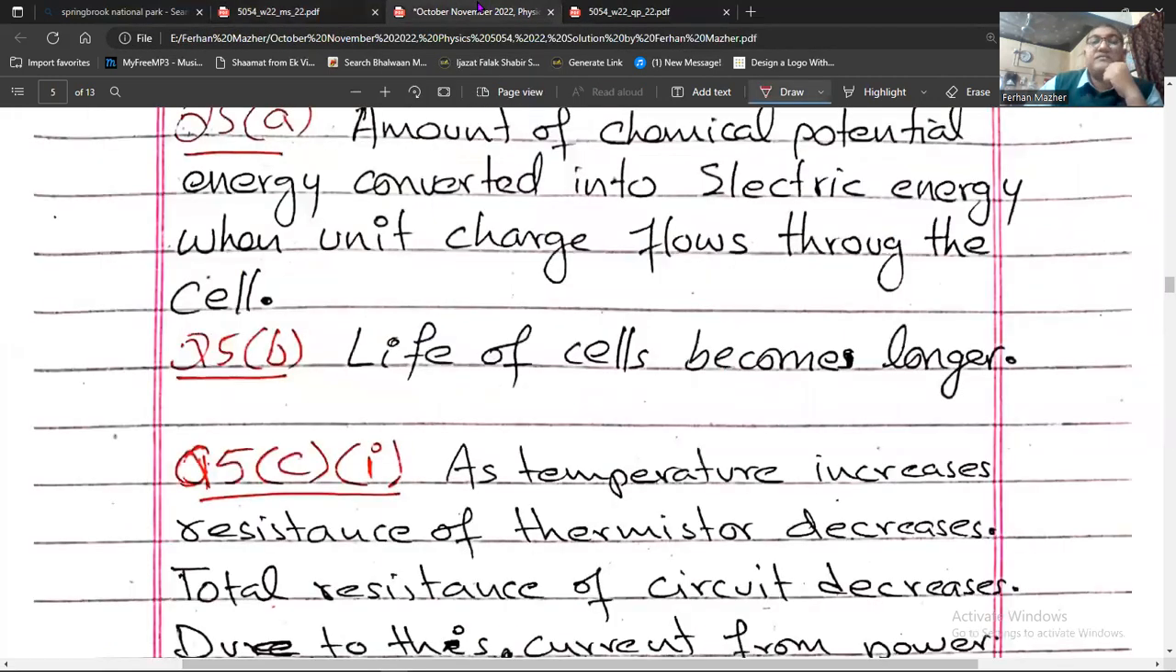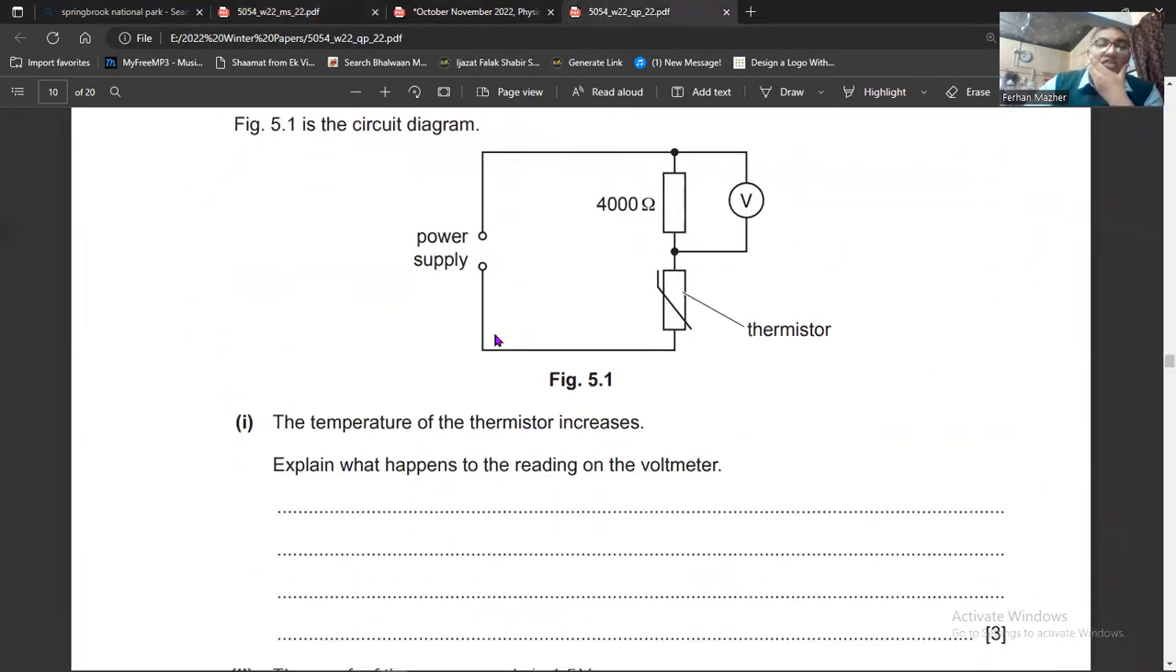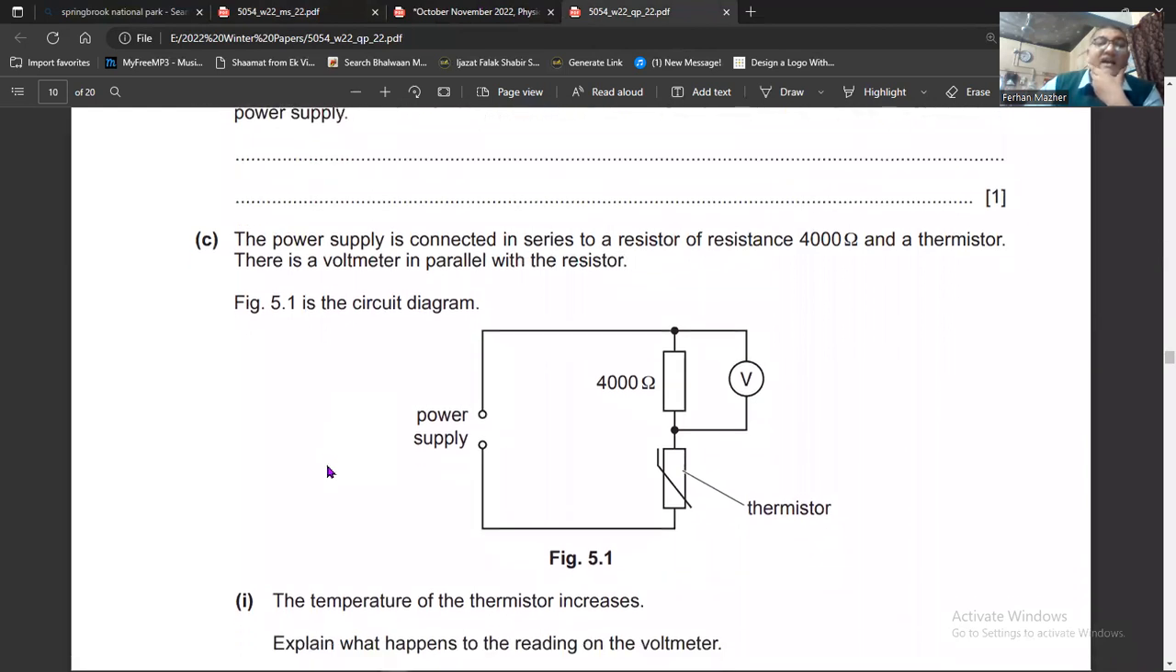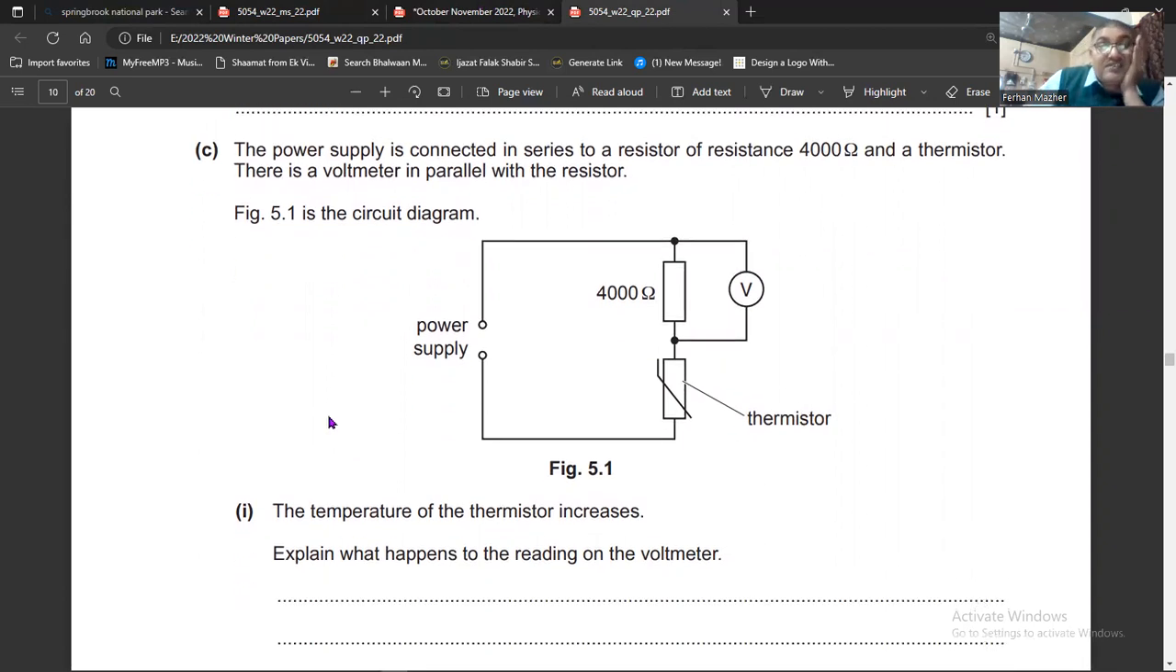You can write them. Okay, question number 5C part. He says the power supply is connected in series to a resistor of resistance 4,000 ohm and a thermistor. There is a voltmeter in parallel with a resistor. Figure 5.1 is the circuit diagram.